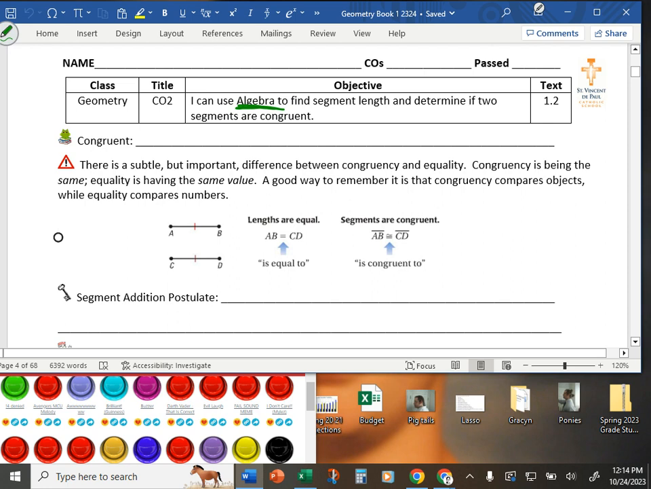One more time. So, what does the word congruent mean? The same. Right?